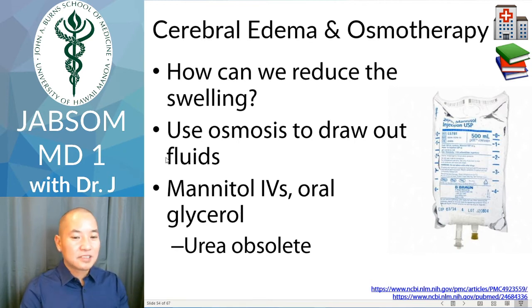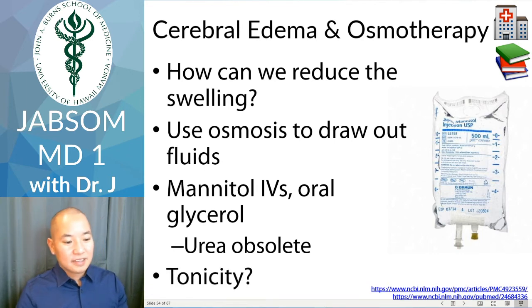So when you have a hypertonic solution, it's typically given via a central line versus a peripheral blood vessel, because again, this is going to draw out water via osmosis from any cell it encounters. So this is why central lines are typically used with hypertonic solutions and given for osmotherapy.